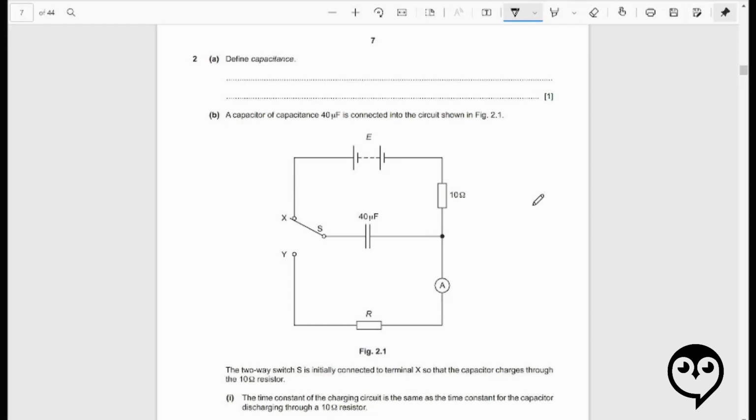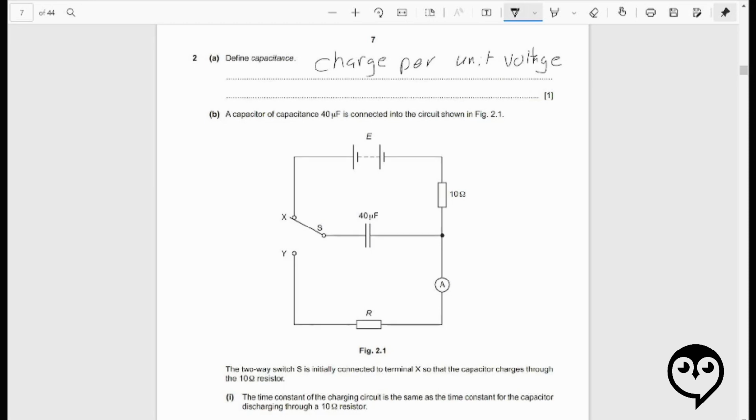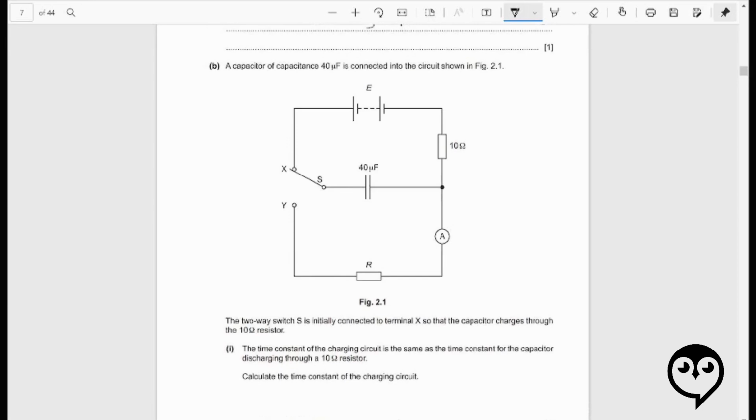Okay, and moving on here, I've got a paper 3 from, again, Cambridge Pre-U. This is from 2019, so fairly recent. Define capacitance. I would define it as charge per unit voltage, or charge per unit potential difference, something like that. Let's move on here. So we've got a circuit.